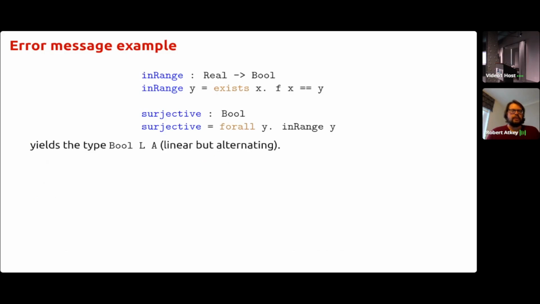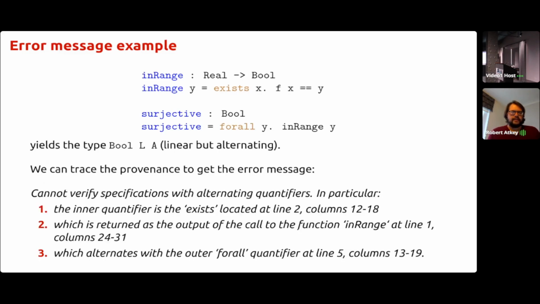So here's the example of the subjective thing from before, and if we do this, then we get this error message, which identifies precisely where the fact we have alternating quantifiers comes from: the fact that there's an exists and a for all in part one, and that then went through a call to in range in part two, and that tells us there was a for all, and then there was a for all in part three, which actually is in the subjective function. So it pinpoints exactly where the two quantifiers are and tells you where to find them.